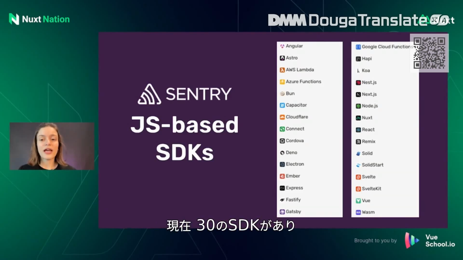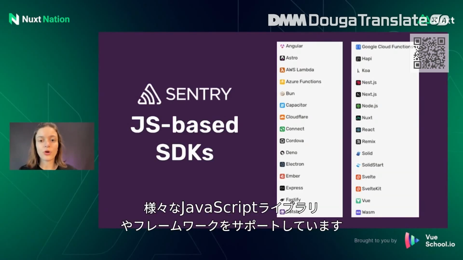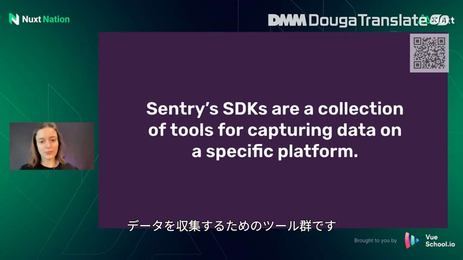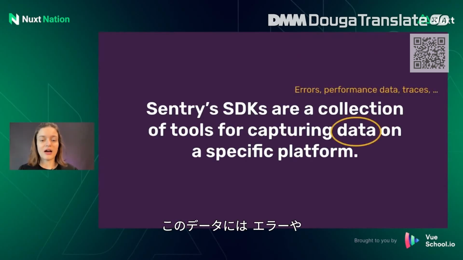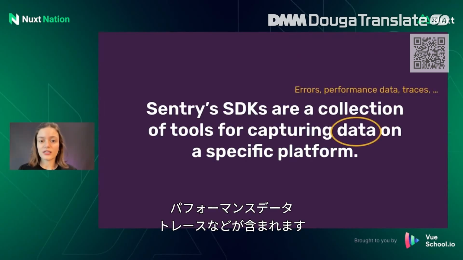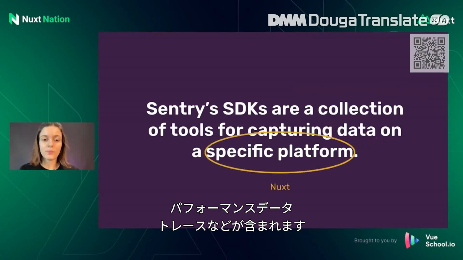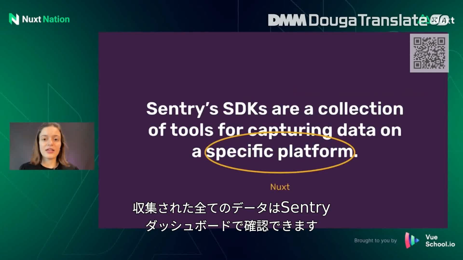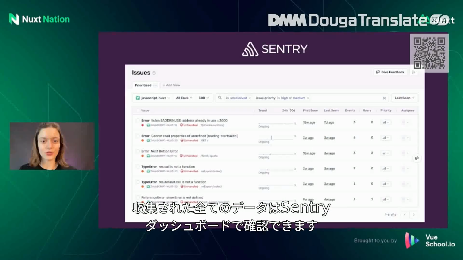We currently have 30 SDKs to support all different JavaScript libraries and frameworks. And all those SDKs are a collection of tools for capturing data on a specific platform. So this data are errors, performance data, or traces, for example. And the specific platform is Nuxt in this case. And all this collected data is visible for you in the Sentry dashboard.